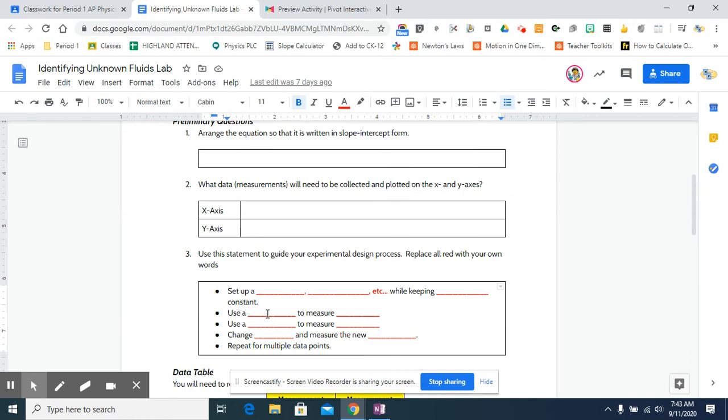Then what we do is we say, okay, use a what to measure what. So what we now know is that the X and Y are telling us the two measurements that we have to make. So we need to mention, okay, what device is going to be used to measure said variable. So for example, if we were measuring distance, we would say use a meter stick to measure distance. The second one would be what you measure the second thing with.